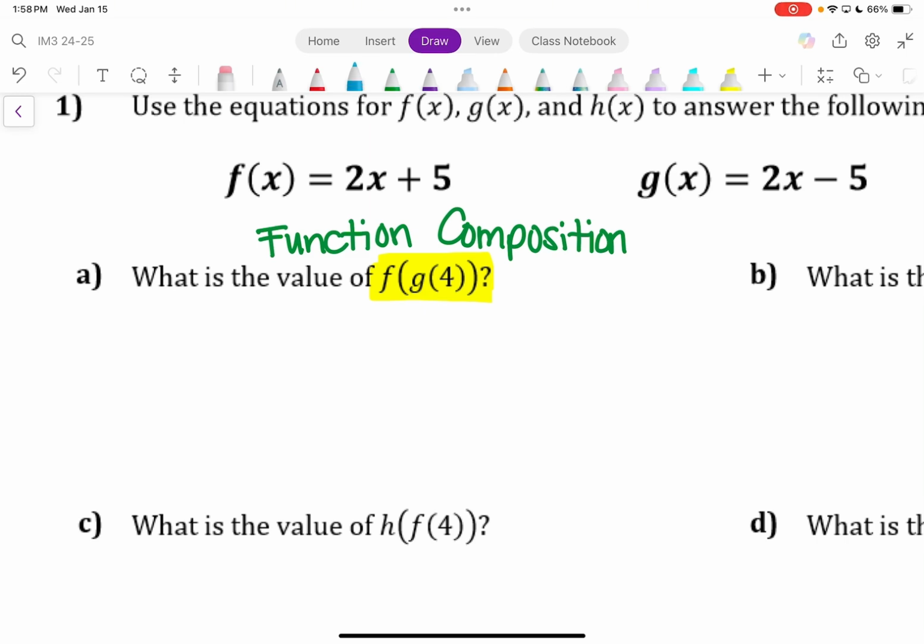Suppose we want to solve for f of g of 4. You're going to work your way from the inside out. You're going to start by finding what g of 4 is equal to. That's going to require you to plug in 4 into the function g. Whatever you get, you're going to plug in to function f. Okay, so that output will become the input for the next function.